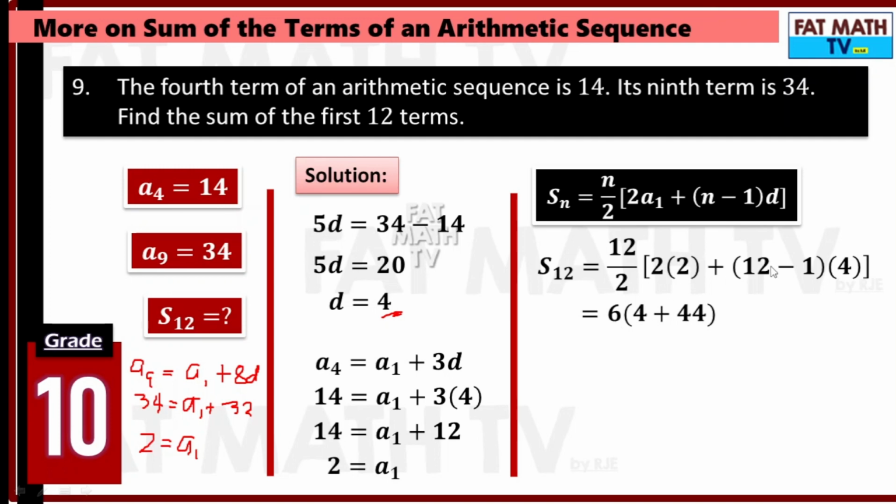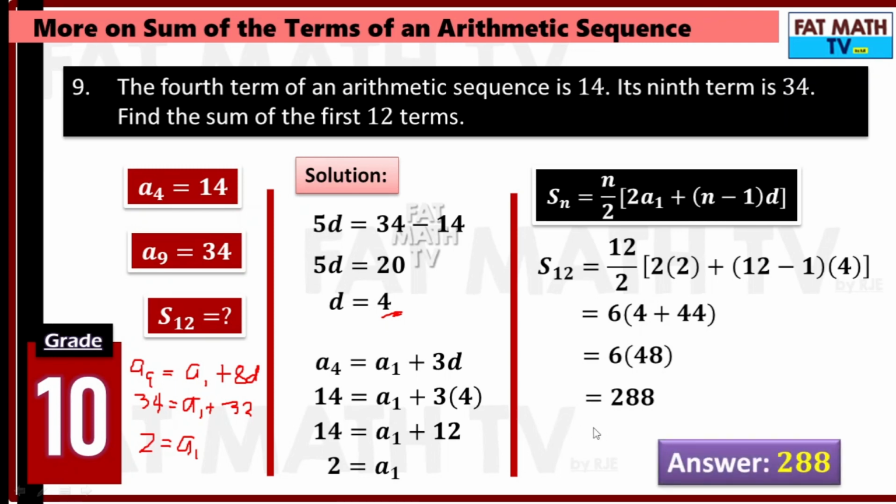2 times 2 is 4. 12 minus 1 is 11. 11 times 4 is 44. 4 plus 44 is 48. 6 times 48 is 288. So the sum of the first 12 terms of the sequence with fourth term 14 and ninth term 34 is 288.